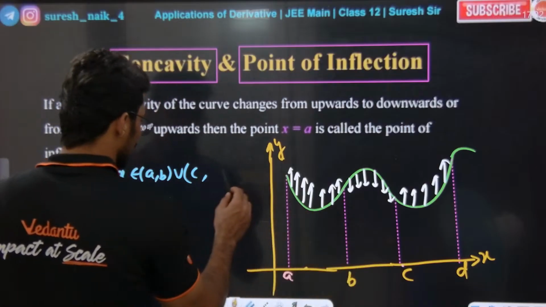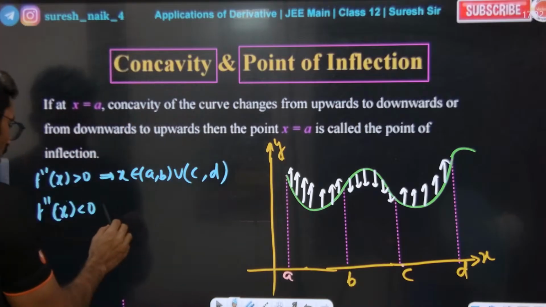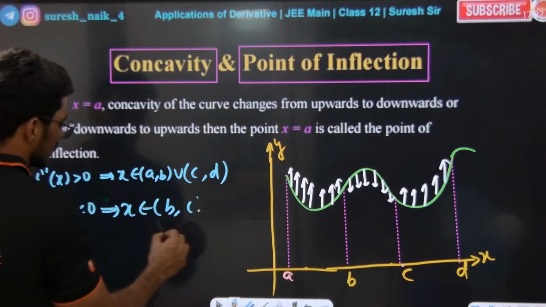So, concavity downwards, where is it? Whenever x belongs to B to C, concavity downwards.